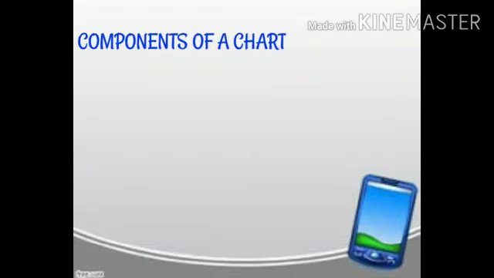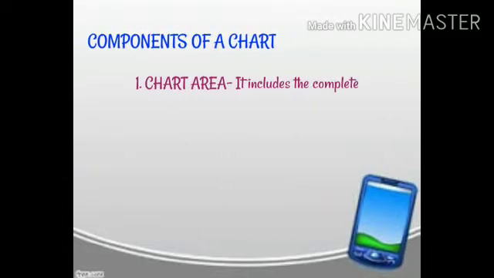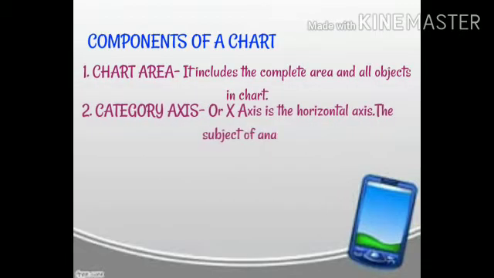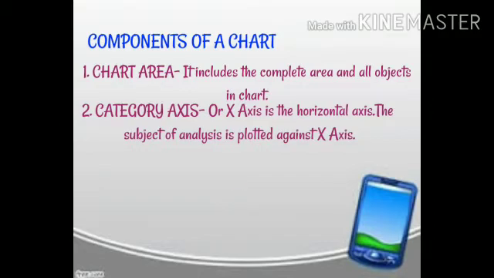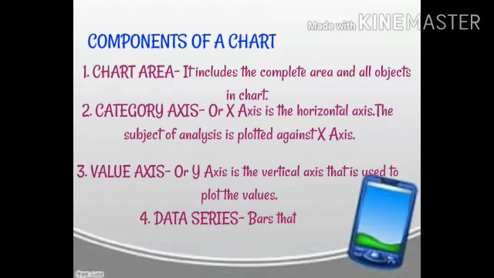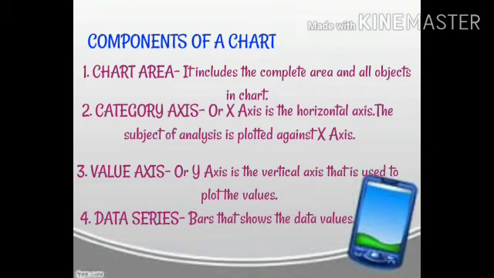Components of a chart. There are various components of a chart. Chart area: the chart area includes the complete area and all the objects in a chart. Category axis, or we can say the x-axis, is the horizontal axis. The subject of analysis is plotted against the x-axis. Value axis, that is the y-axis, the vertical axis, is used to plot the values.